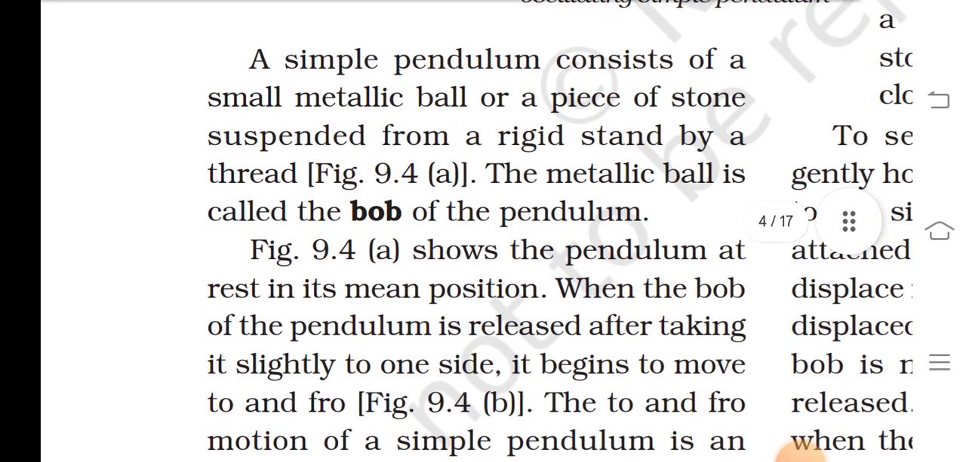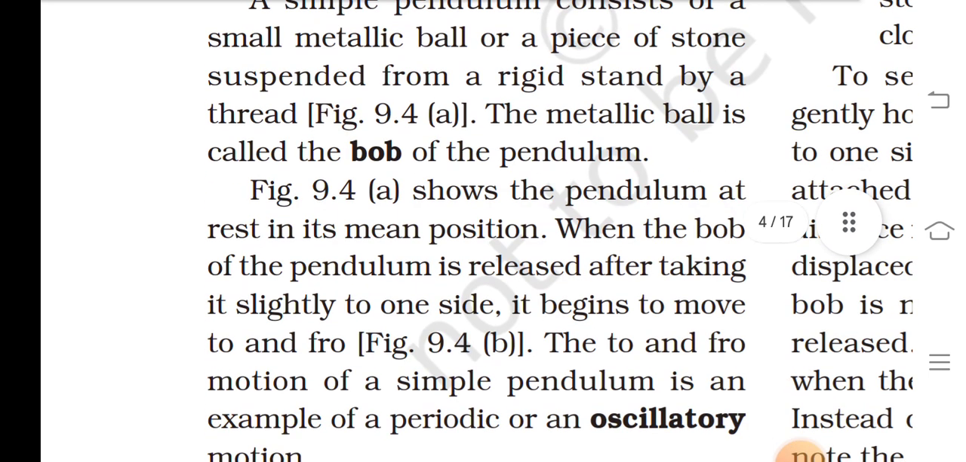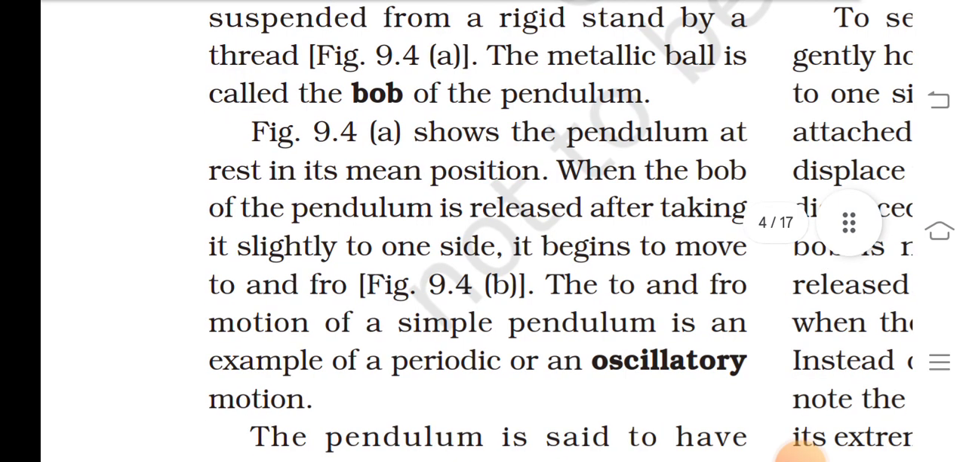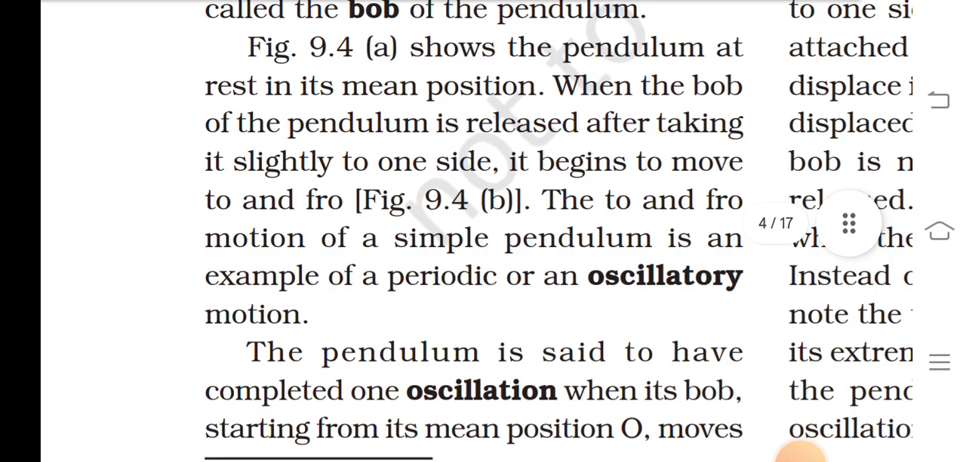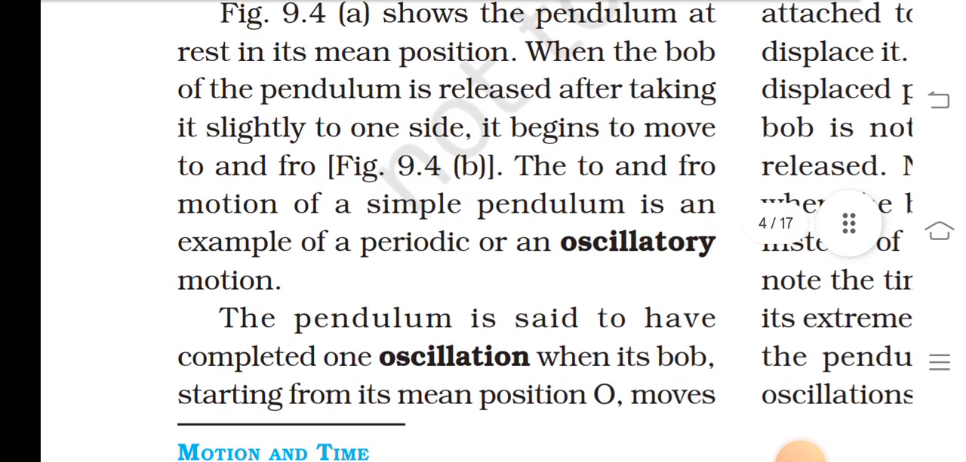A simple pendulum consists of a small metallic ball or piece of stone suspended from a rigid stand by a thread, figure 9.4. The metallic ball is called the bob of the pendulum. Figure 9.4 shows the pendulum at rest in the mean position. When the bob of the pendulum is released after taking it slightly to one side, it begins to move to and fro.